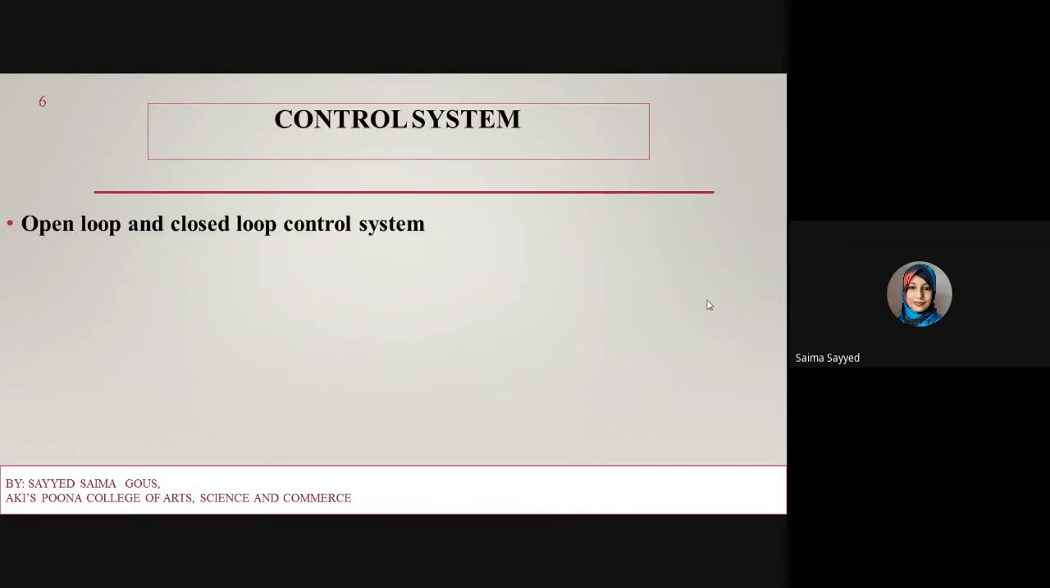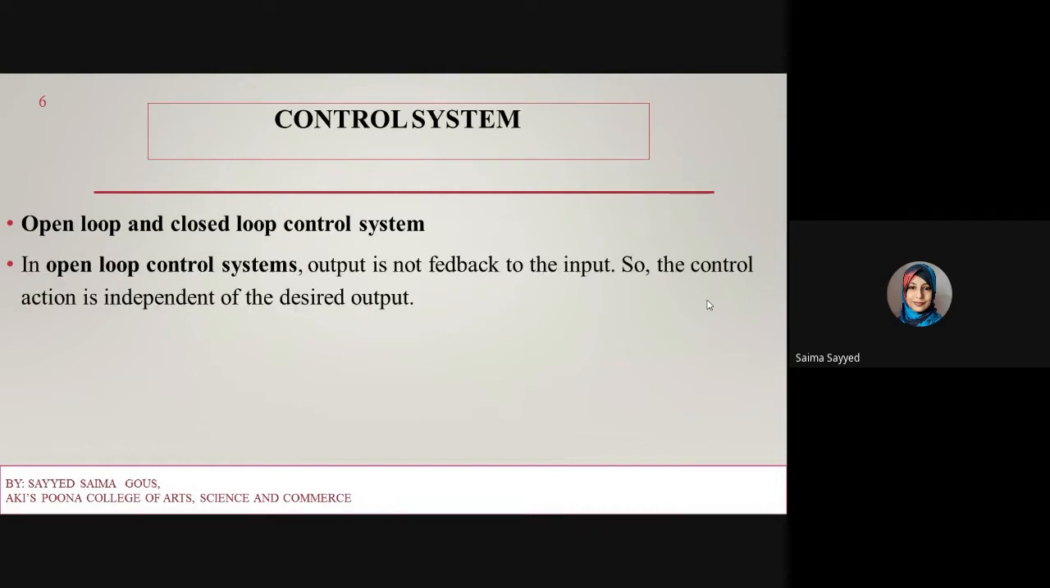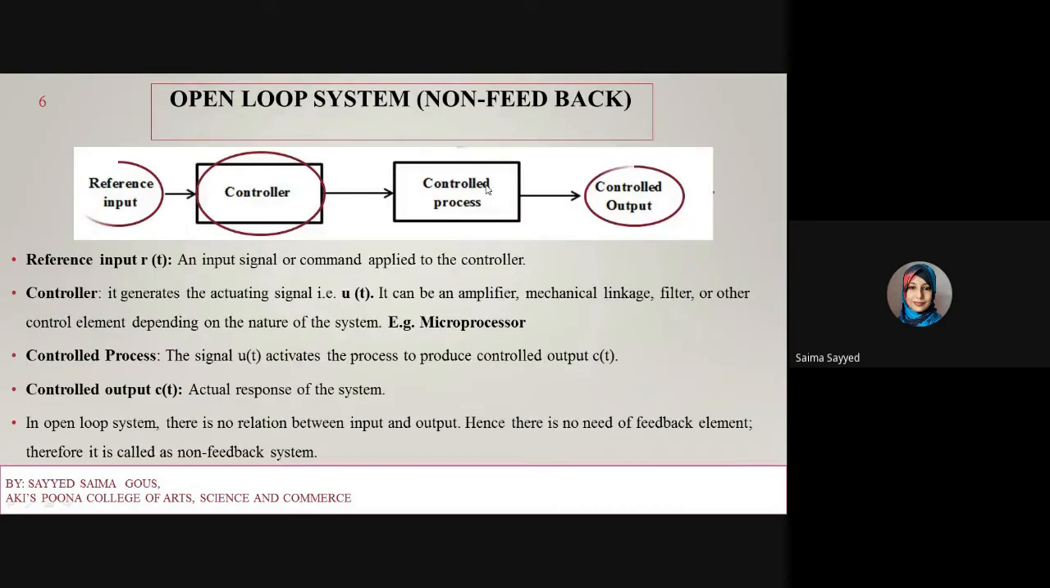Then there is open loop control system and closed loop control system. In open loop control system there is no feedback element present. That means there is no relation between output and input. So the action is independent of desired output. See here, this is a reference input and this is a control output, so there is no relation between this output and input. Hence there is no need of any feedback element. Therefore this particular system is called non feedback system, because there is no feedback and no relation between output and input.